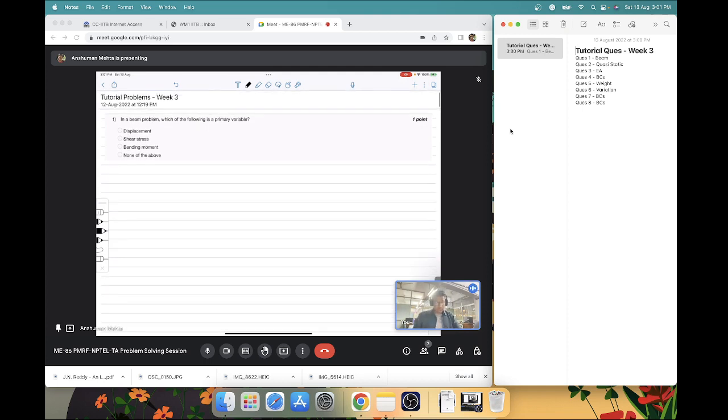So our first problem is: in a beam problem, which of the following is the primary variable? We have four options: displacement, shear stress, bending moment, none of the above.